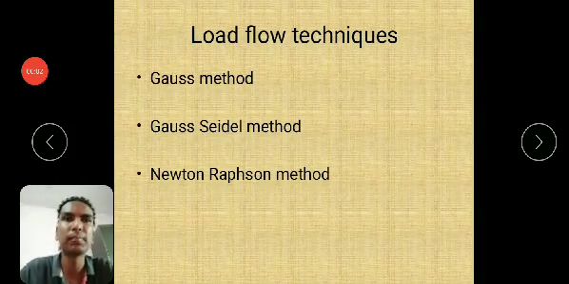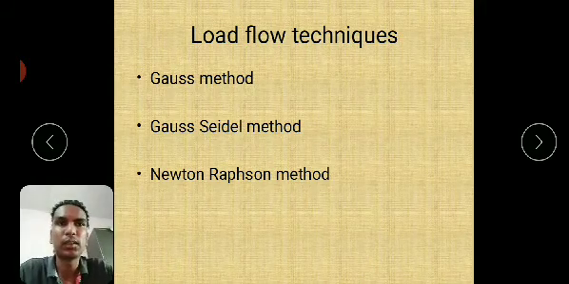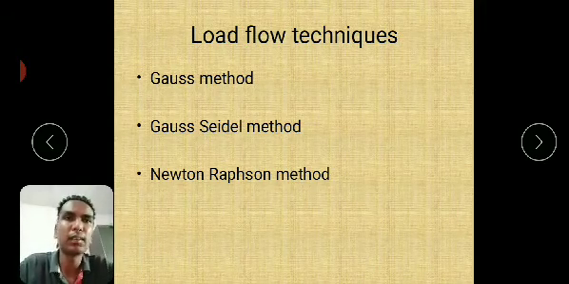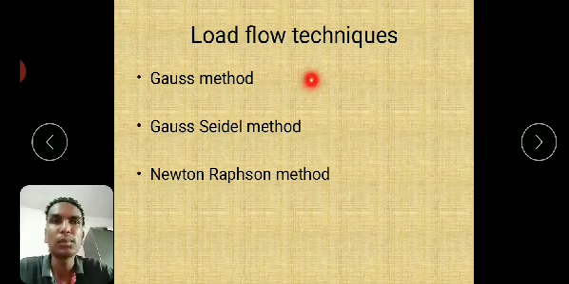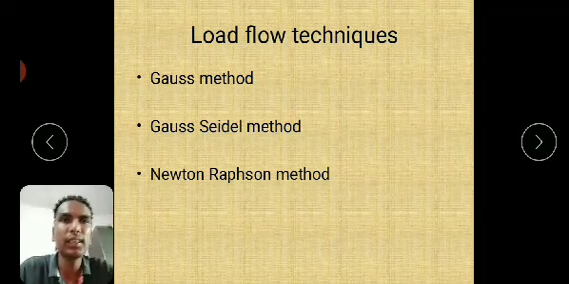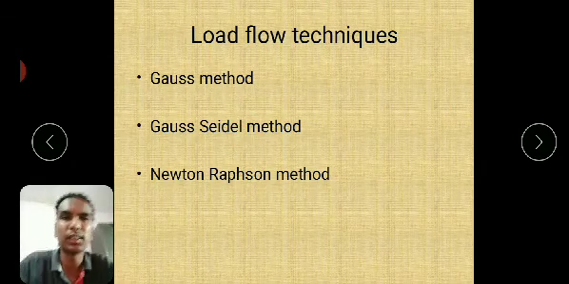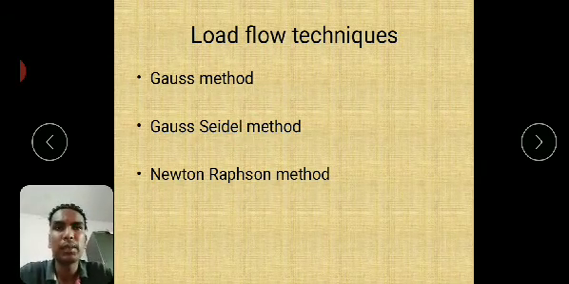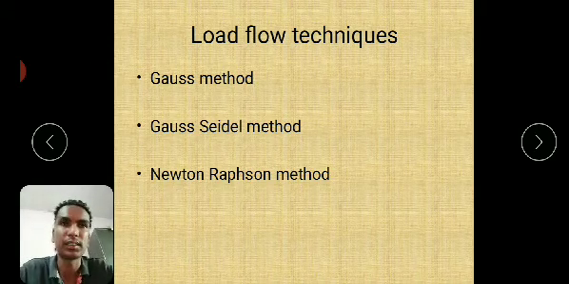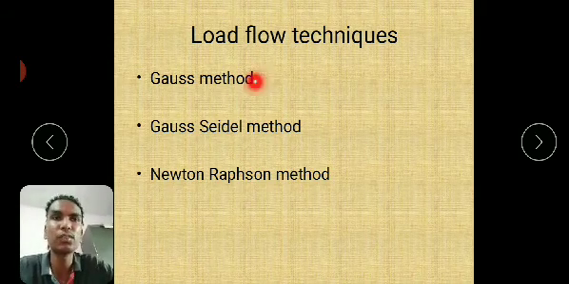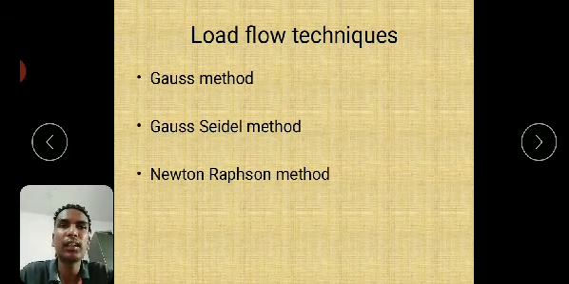Now we discuss the load flow techniques. Though there are plenty of techniques, the most popular are Gauss and Newton-Raphson. The Gauss method and the Gauss-Seidel method are basically a single method, with some modification in Gauss-Seidel. Basically the Gauss method requires more iterations to solve one equation, whereas Newton-Raphson requires fewer iterations.